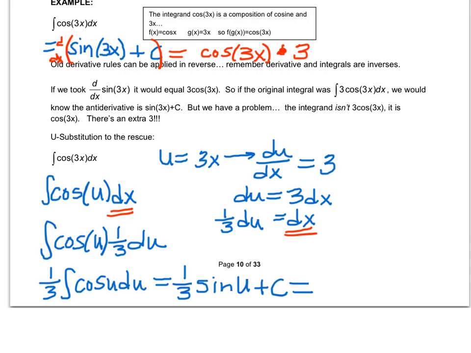And then the last step, you are going to go back up to where you said what u stood for, and you're going to plug that right back in for u. Okay, the original integrand was in terms of x's, so we have to have an antiderivative in terms of x's. So this is going to be 1/3 times the sine of 3x plus c. And that is the antiderivative for the cosine of 3x. And you can double check it by taking the derivative.